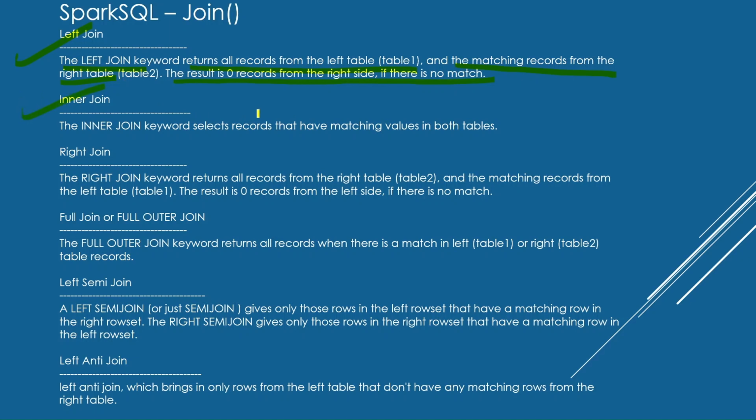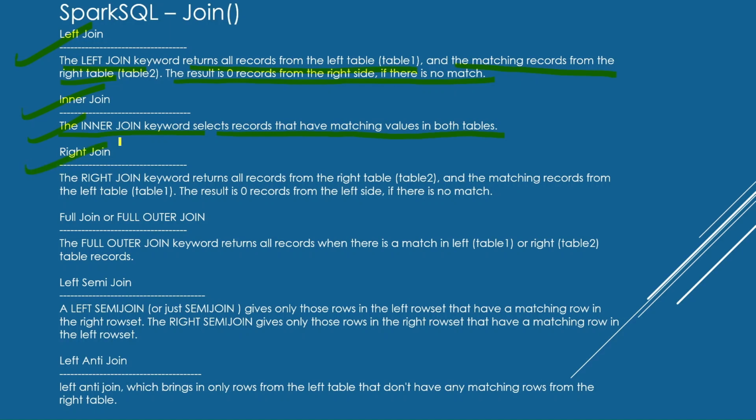Let's discuss the inner join. The inner join keyword selects records that have matching values on both sides. So if we are joining two tables based on a particular column, only the matching records will be fetched if the join is inner. If no records match, then 0 records will be returned.